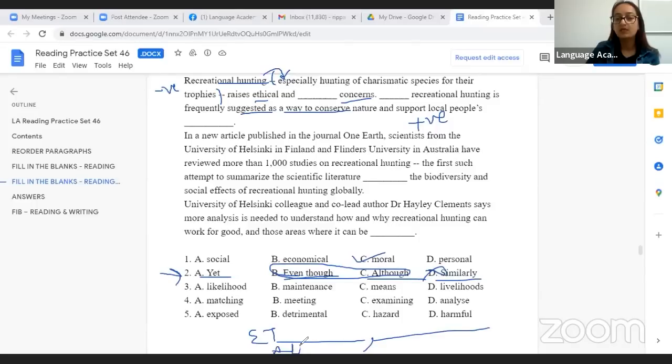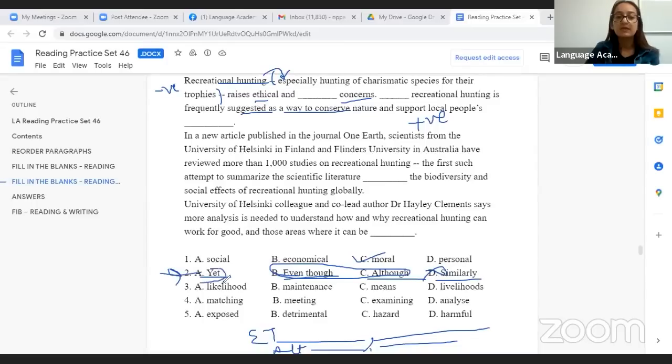Although starts with although, then there are some words, a comma, and then the result, the other side of the story. It is essential, compulsory, to have one phrase, a comma, and another phrase. Only then can although and even though be used. But the comma is not there, so both of them cannot be used. So what we are left with is yet.